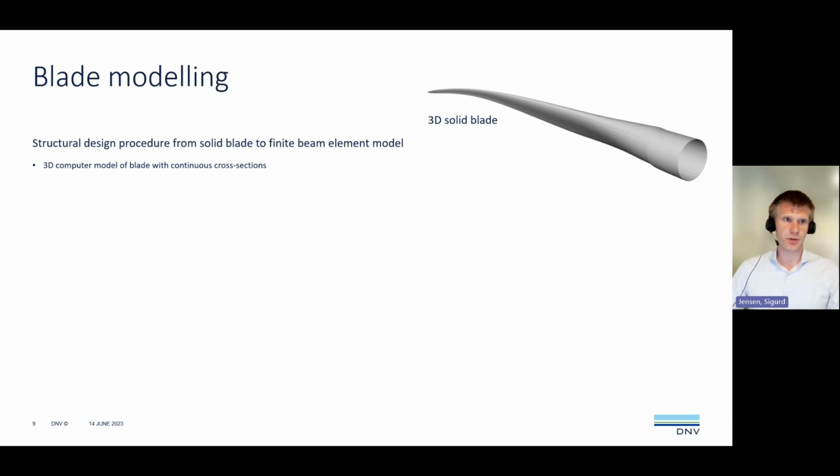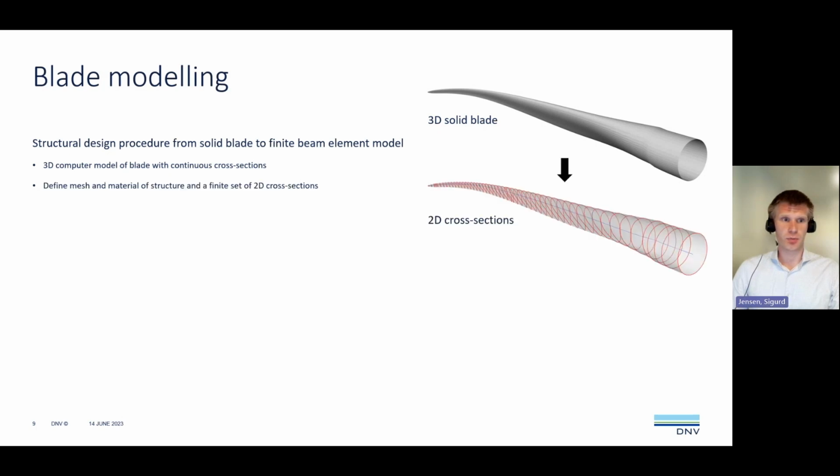So just to dive into it, the whole essence of blade modeling in our case is that we want to go from a three-dimensional solid blade with continuously defined structures and materials to a finite beam element model. So the procedure is to take this full model and define a mesh and material associated with this mesh, and then decide on a finite set of 2D cross sections that you want to extract your beam node information at.